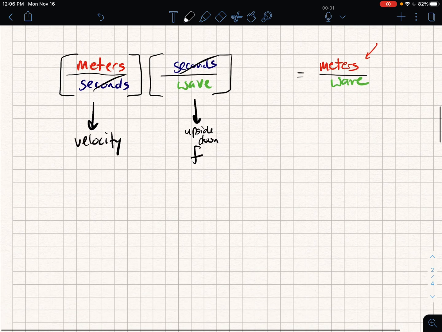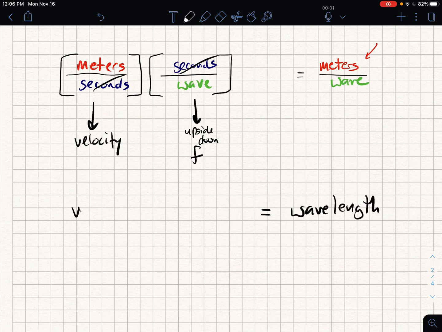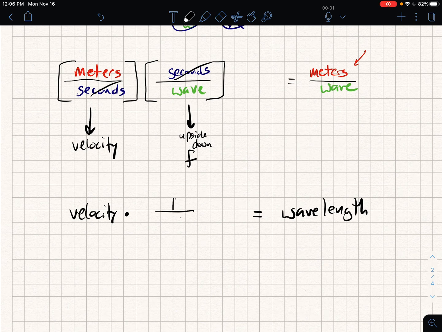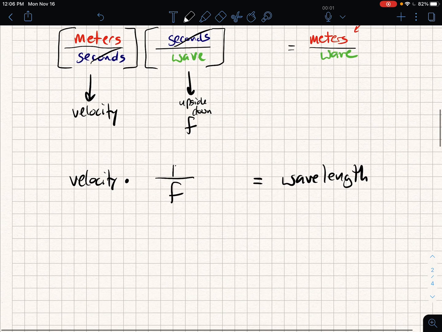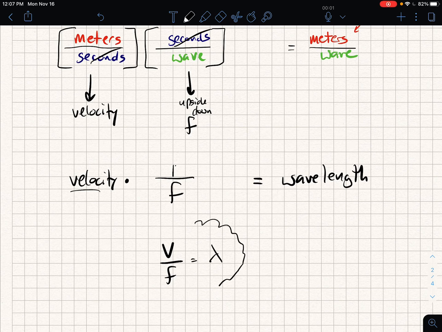So mathematically, wavelength shall be equal to velocity times the upside down frequency, which is exactly the same thing as saying 1 over frequency. Now, a number times 1 over something is the same thing as dividing it. So what we wind up with is velocity divided by frequency is the same thing as wavelength. This, ladies and gentlemen, boys and girls, is the wave equation.